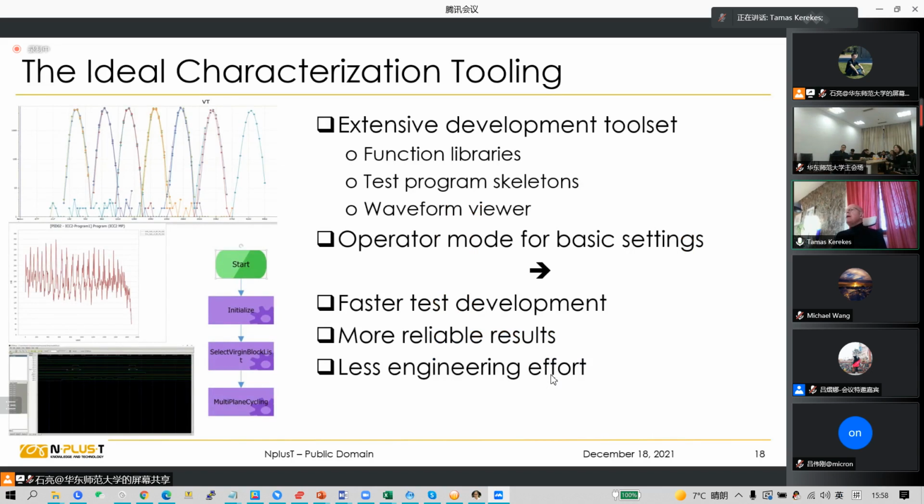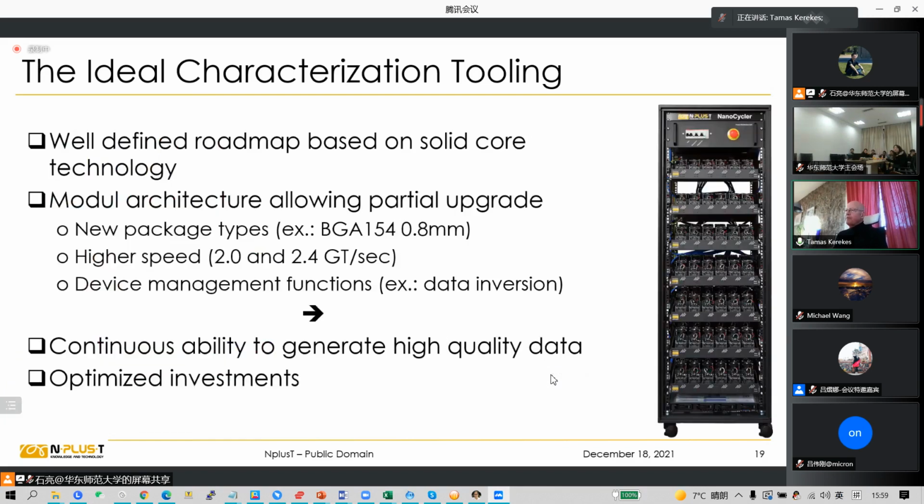And of course, there is also an aspect related to the software. If you have a good development tool set, which can include function libraries, you don't need to implement everything from scratch. You have test program skeletons that you only parameterize and put in sequence without writing the whole program, and debug tools like a waveform viewer, so you can see how the sequences you program really look. This allows faster test development, more reliable results, and of course you save engineering effort.